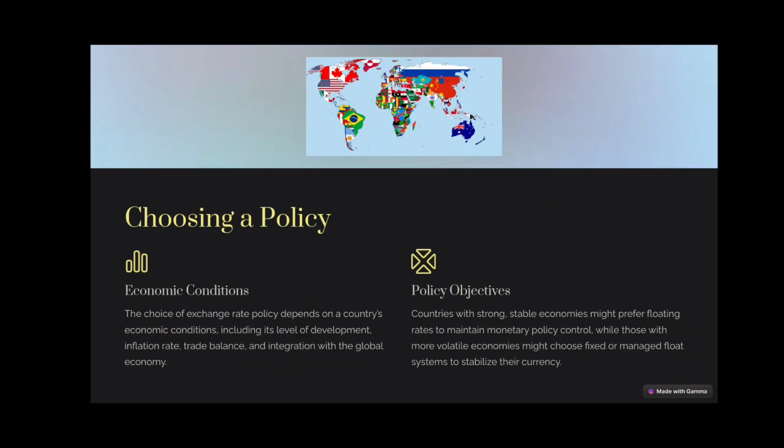And now to the last slide. It's choosing a policy. We can choose a policy according to two conditions, like economic conditions and policy objectives. First one is economic conditions. The choice of exchange rate policy depends on country's economic conditions, including its level of development, inflation rates, trade balance, and integration with the global economy. And about the policy objectives, countries with strong, stable economies might prefer floating rates to maintain monetary policy control, while those with more volatile economies might choose fixed or managed float systems to stabilize their currencies. And that's all about the types of exchange rate policies.